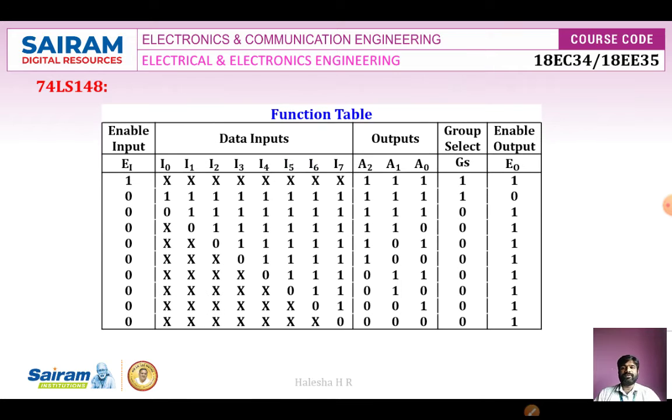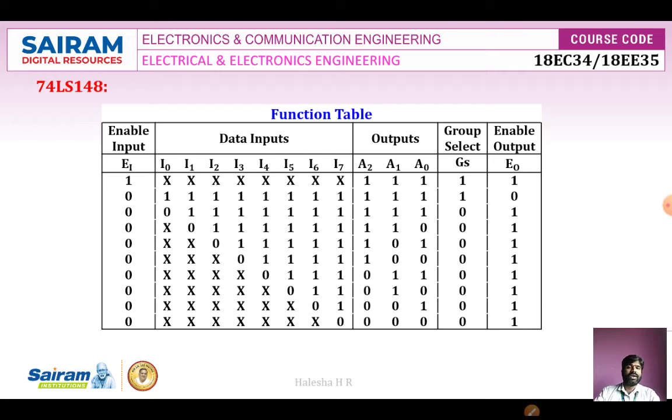See the function table. On the input side, enable input and data inputs. On the output side, outputs, group select and enable output, EO. The first row: if EI is 1, since it is active low, it disables. So whatever I0 to I7 may be, the outputs are all ones, since they are active low, complement 1 1 1. So one among these is not selected, so group select is 1. 1 means not selected, 0 means selected.